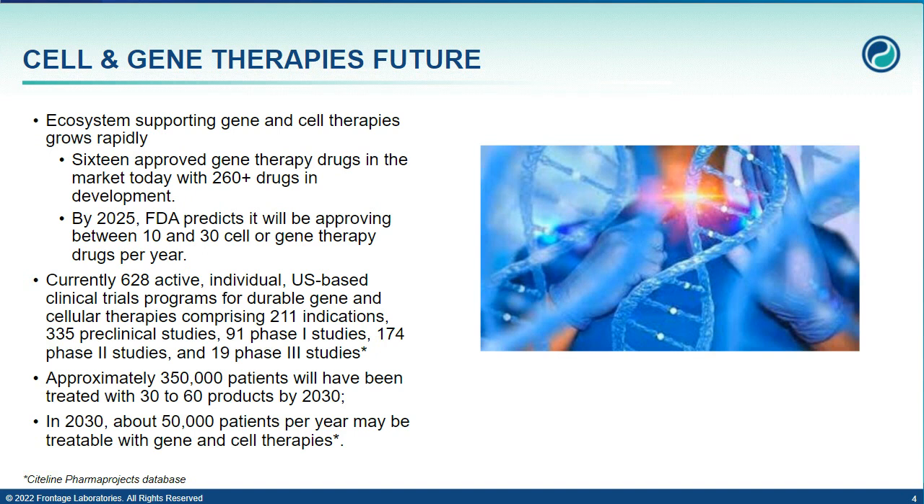It also predicts that currently there are 628 active individual US-based clinical trials for durable gene and cellular therapy comprising 211 indications, 335 preclinical studies, 91 phase 1 studies, 174 phase 2 studies, and 19 phase 3 studies. So by 2030, about 50,000 patients per year may be treatable with gene and cell therapy products.